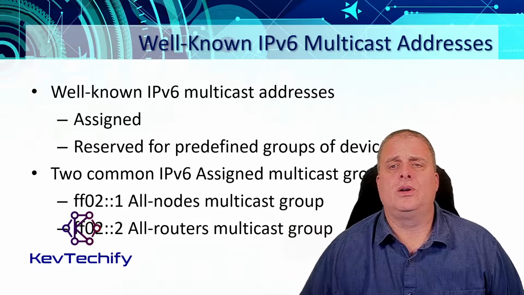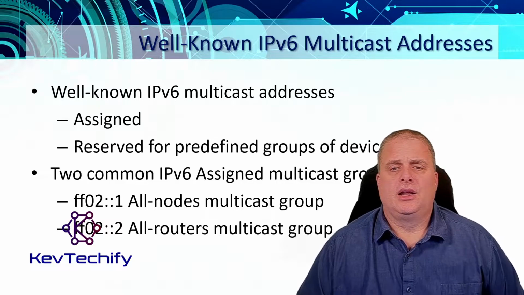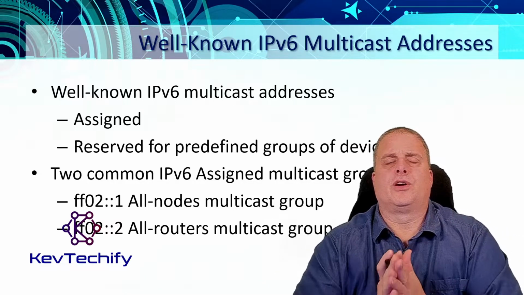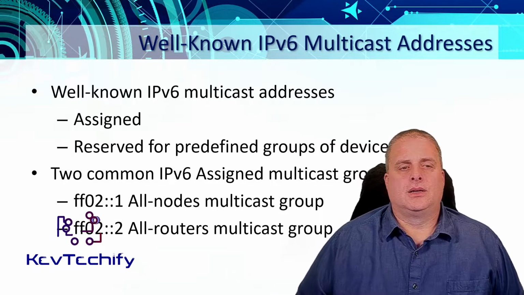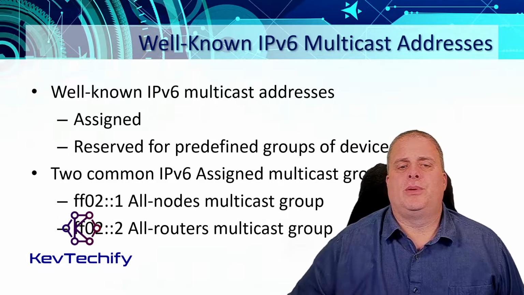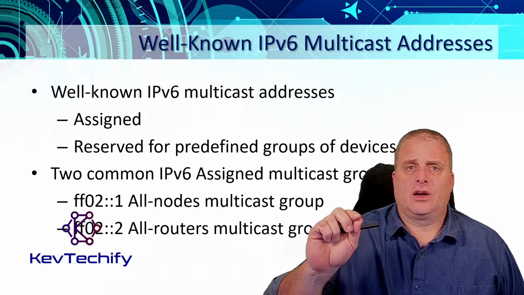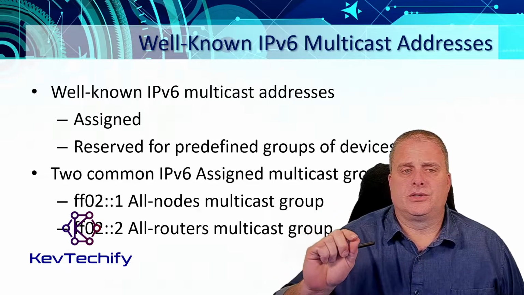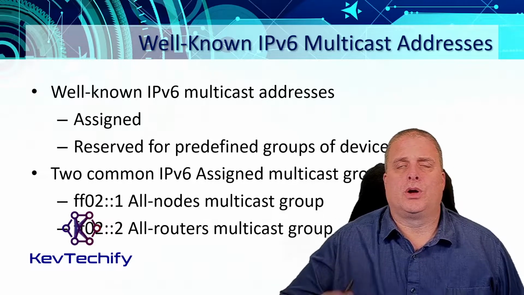For well-known IPv6 multicast addresses, they're assigned. They're reserved for a predefined group of computers. There are two types of IPv6 assigned multicast addresses. First one starts off with our FF02::1. That's an all nodes multicast.